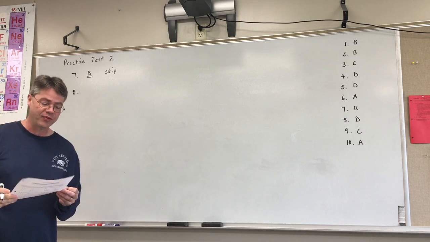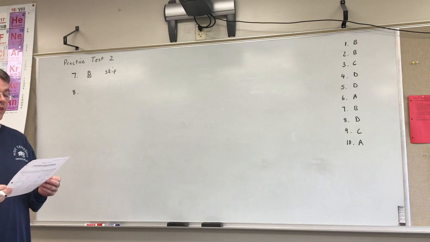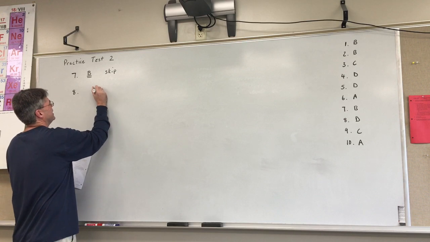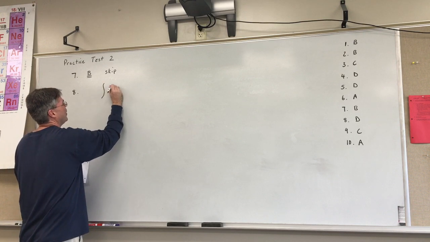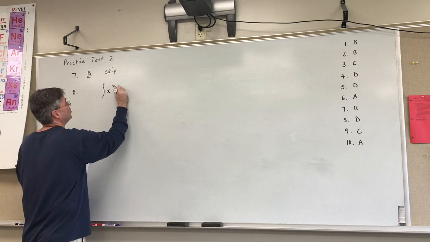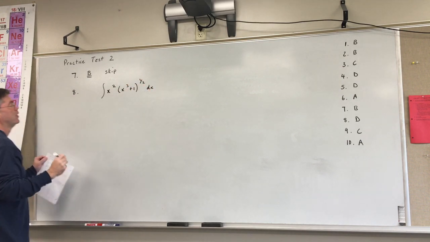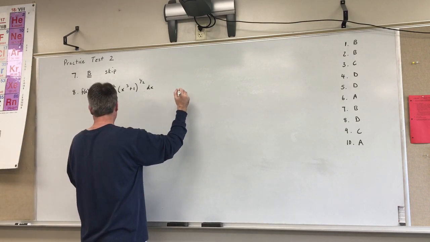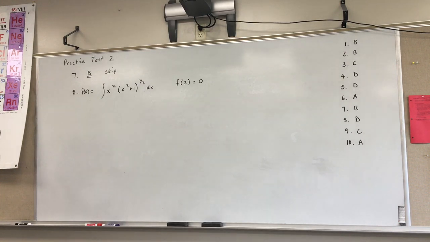So number 8 says if f of x is an antiderivative of x squared times the square root of x cubed plus 1 and f of 2 is equal to 0, then what is f of 0? So this is going to be another one that's going to take us a little bit of time. To get f of x, we're going to have to take the antiderivative of x squared, and I'm going to rewrite x cubed plus 1 to the 1/2 power. All right, so we know that f of x is equal to that. And our initial condition is f of 2 is equal to 0. So we're going to have to use that to get c.